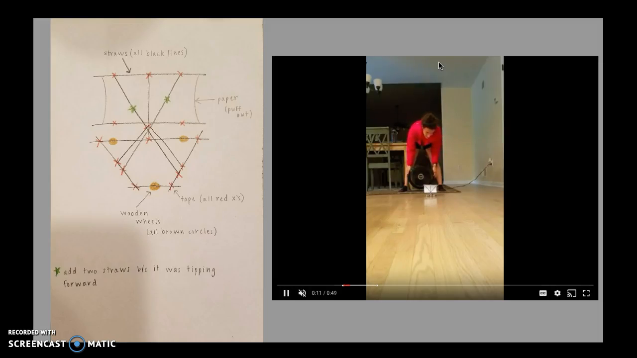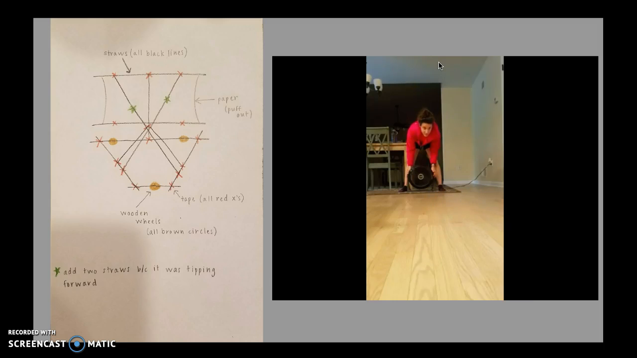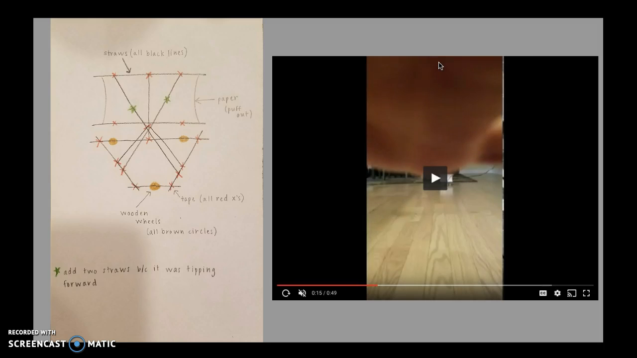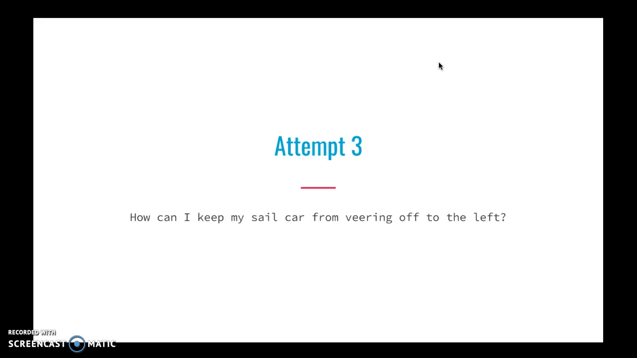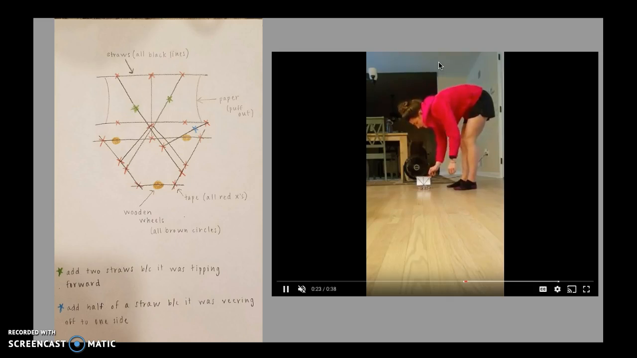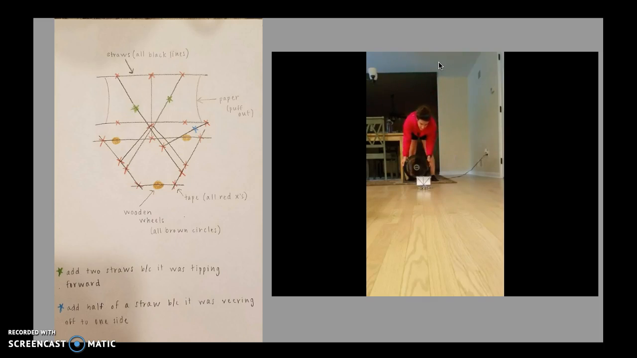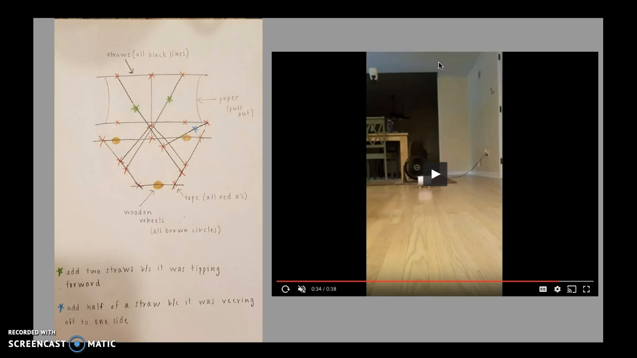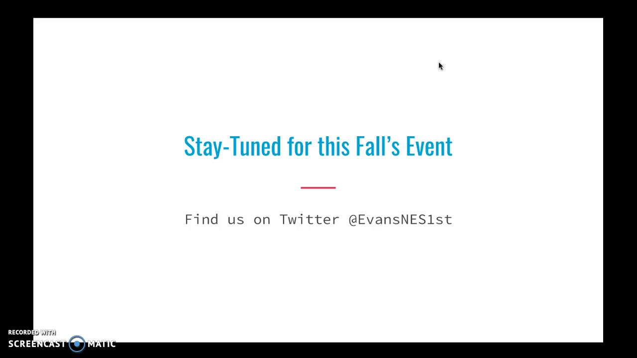My redesign consisted of adding to my plan, adding to my model, and followed it by a test of my newest prototype. For my third attempt, I evaluated my second prototype and asked, how can I keep my sail car from veering off to the left based on my results? My redesign once again consisted of adding to my plan, adding on to my model, followed by a test of my newest prototype. While my last attempt was more successful, it could still be improved upon. But after completing this inquiry activity, I am excited for my students to work through it this fall. Thank you.